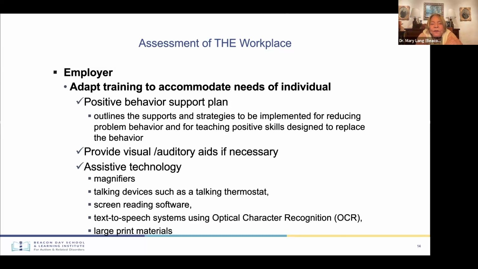So these are just some of the things that may help you and your employer adapt to training and meet the goals that you have set out for yourself in the workplace or in the recreational environment.